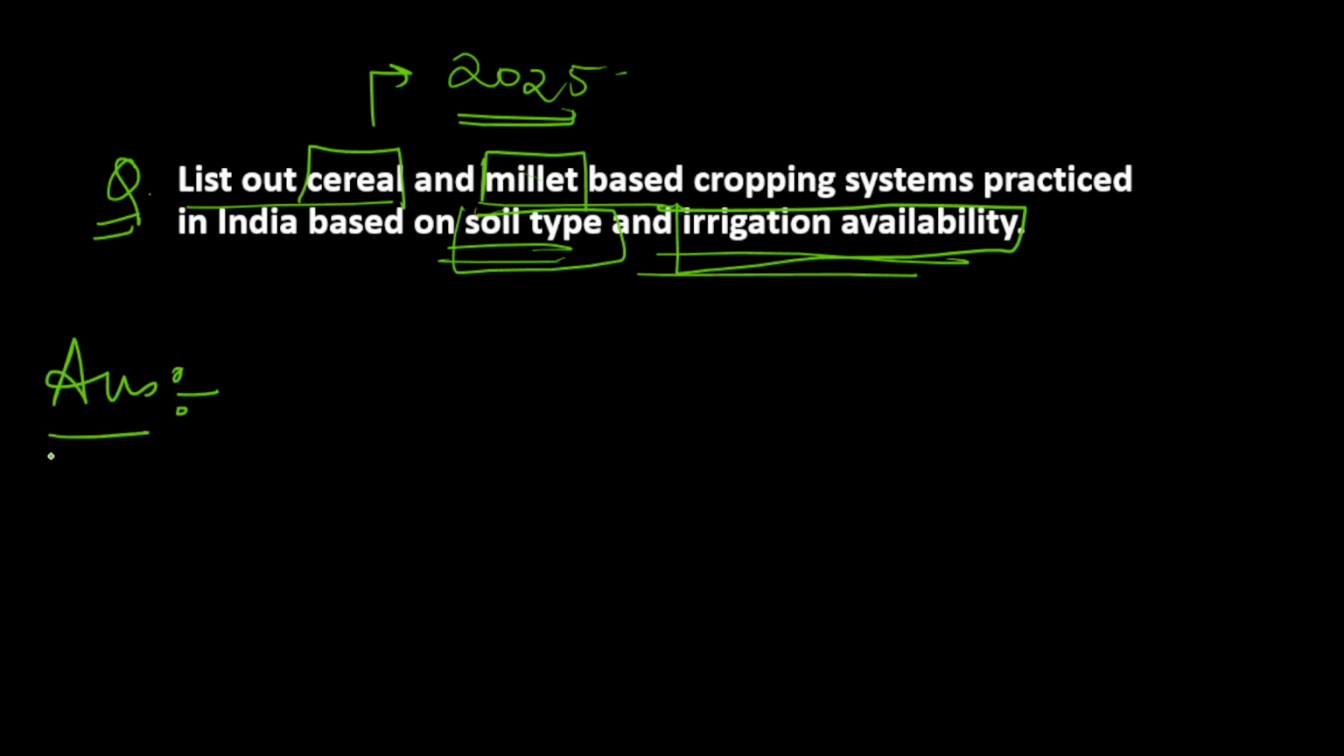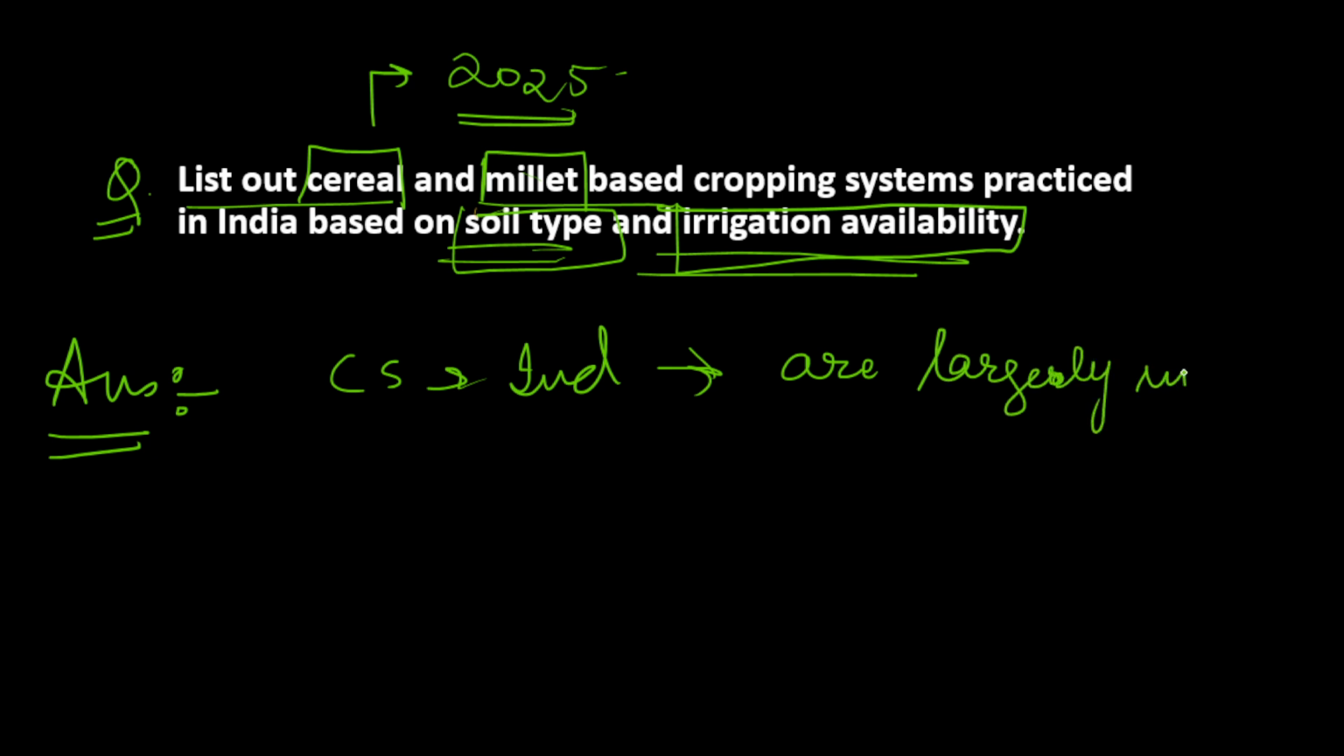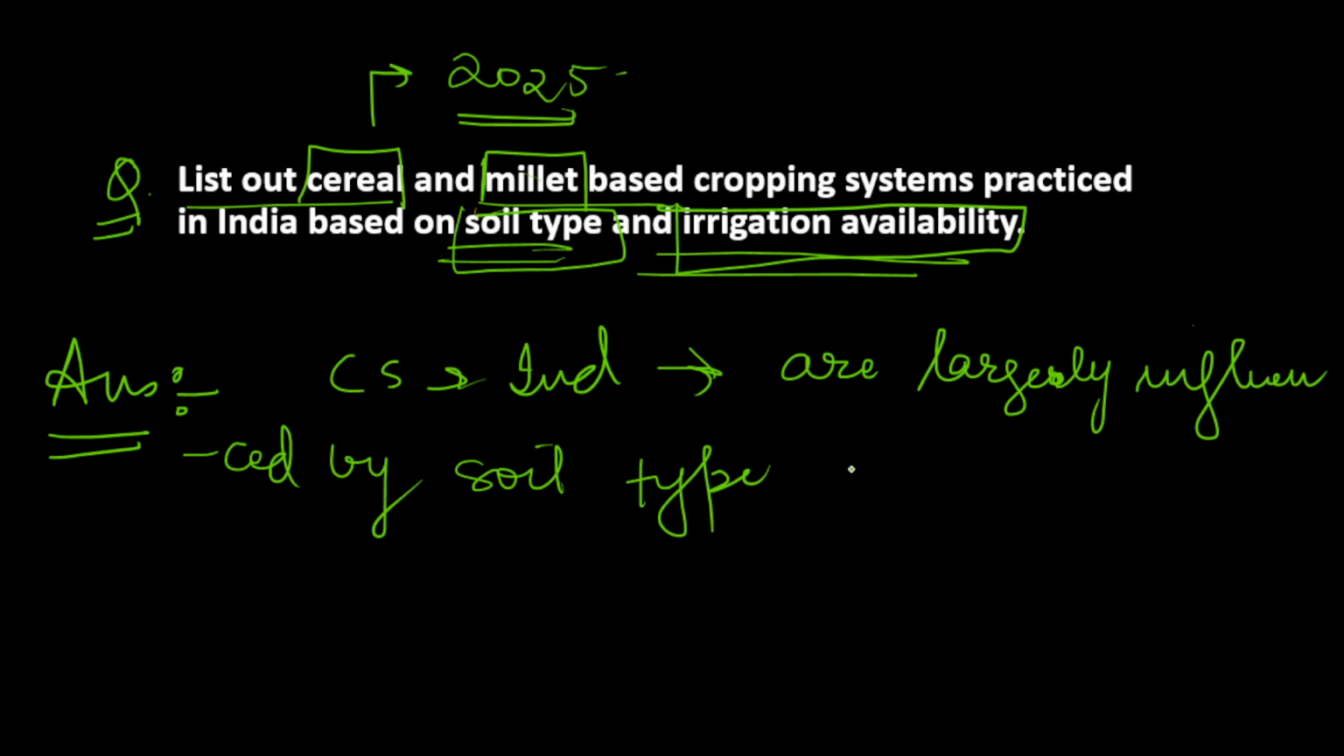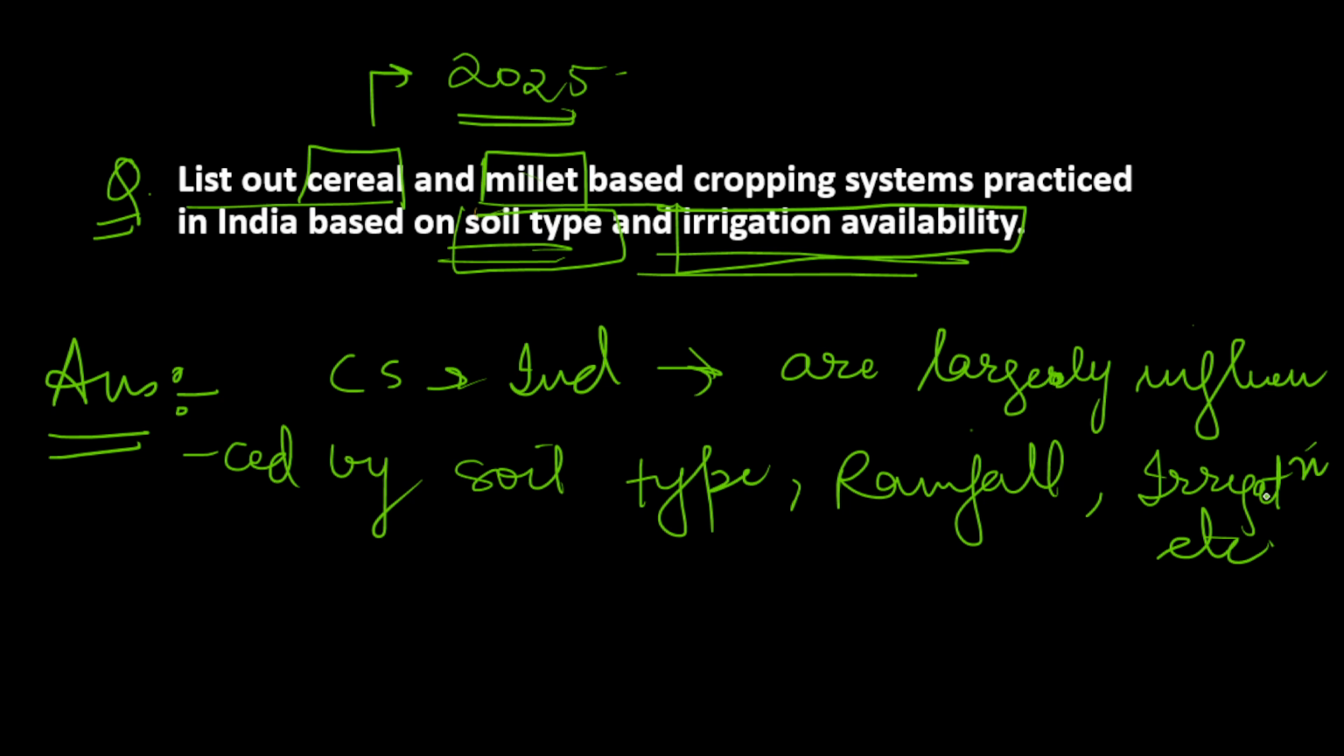So first of all, in the introduction part, you can simply mention that cropping systems in India are largely influenced by soil type, rainfall, irrigation, etc. So this would give a better introduction, that you are telling the examiner that cropping systems in India are influenced by these three things. That is why the question is asking us about soil type and irrigation availability.